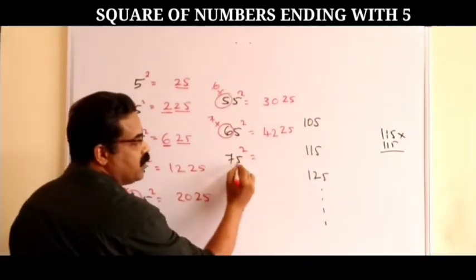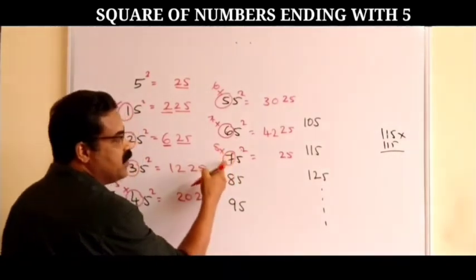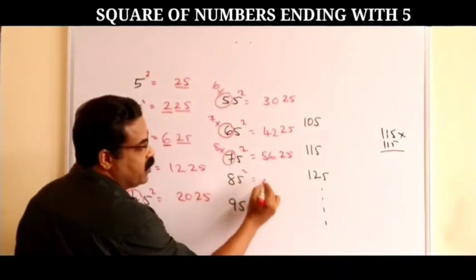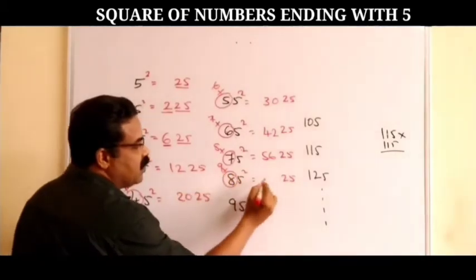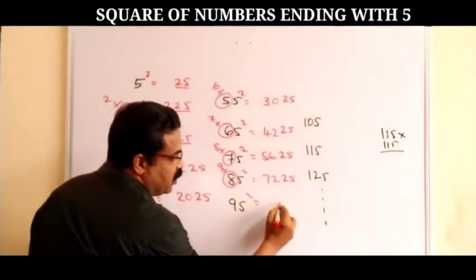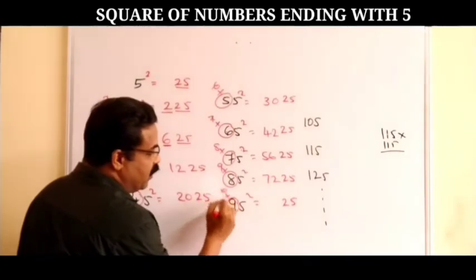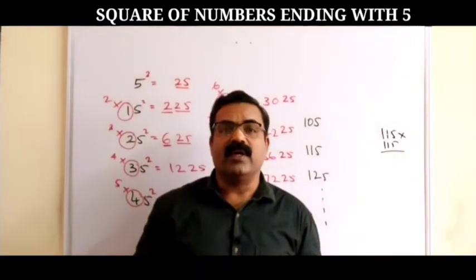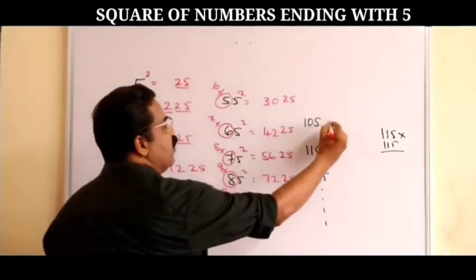75 square you need to find out. 5 square is 25. 7 multiplied by its next number, 7 into 8, 56. 85 square you need to find out. 5 square is 25. 8 multiplied by its next number, 8 nines are 72. 7225 is the answer. 95 square you need to find out. 25 here, 9 multiplied by its next number 10, 9 tens are 90. So with this method, for any number given to you, you can find the square if the number ends with 5. Similarly, you can find all these numbers.